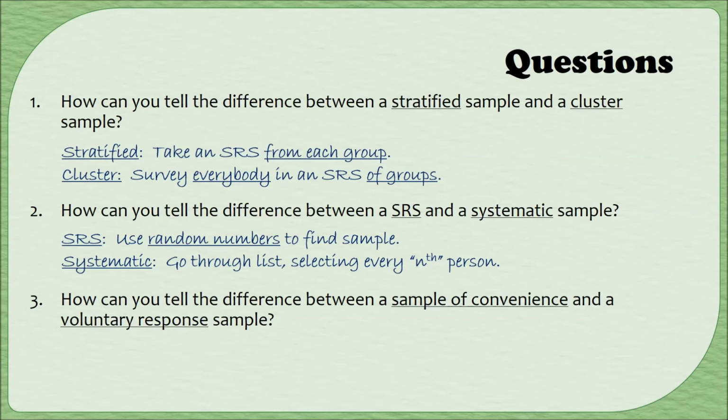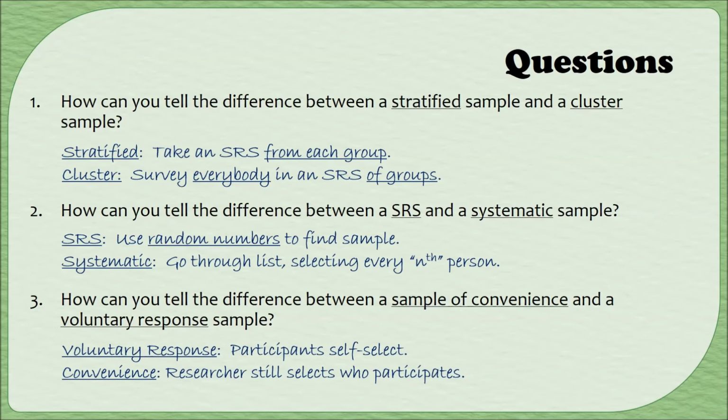The third one is a little bit trickier for me because a voluntary response sample is kind of a sample of convenience. So there is some crossover between them, they're both very easy for the researcher to do. So the key thing that I look at is in a voluntary response sample, the people choose to participate. So yeah, I'll do that online survey. Sure, I'll call into the radio station. Whereas for a sample of convenience, the researcher still picks who participates. They go up to people and they ask them questions, or they look out the window at the street of houses and they pick which houses they're going to look at.